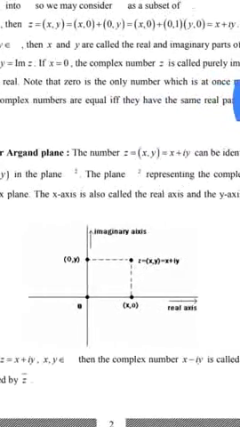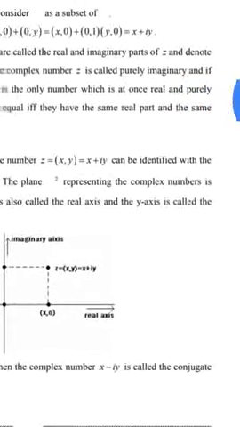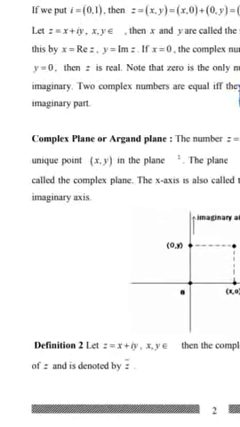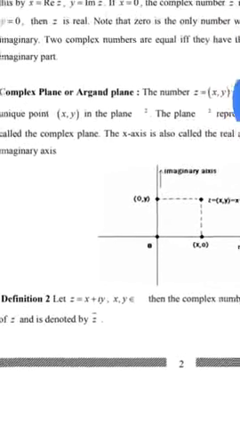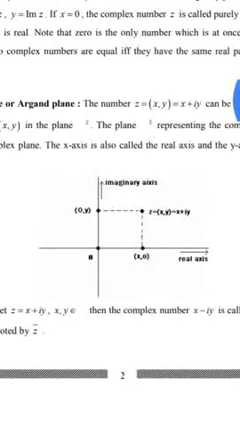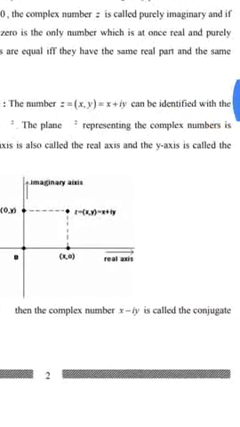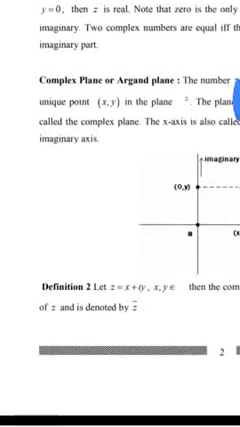Note that 0 is the only number which is at once real and purely imaginary. Two complex numbers are equal if and only if they have the same real part and the same imaginary part.